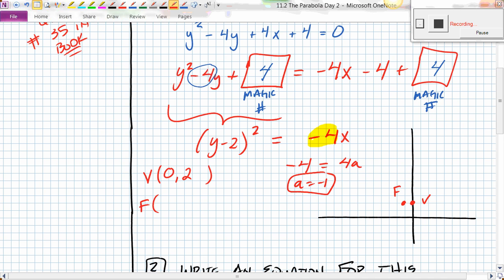Negative 2, or negative 1, 2. There you go. Negative 1, 2. So vertex, focus. Easy enough? Okay, I'm not done yet. What do I have to do?